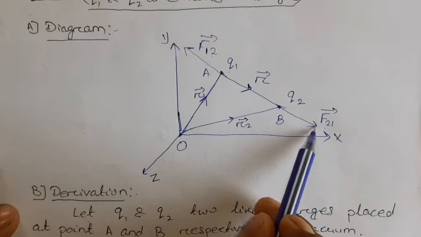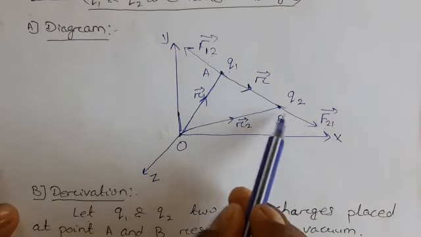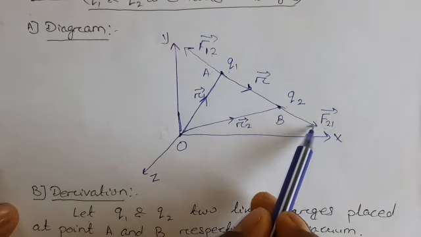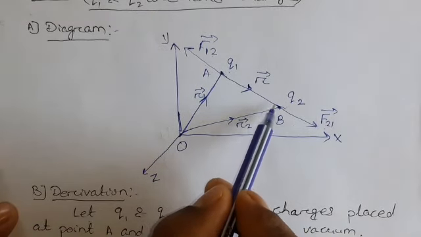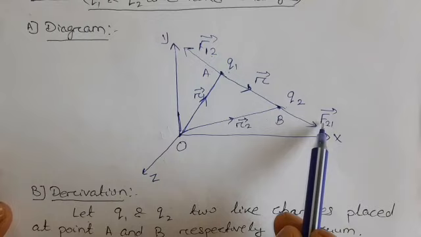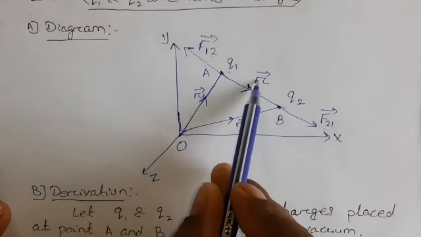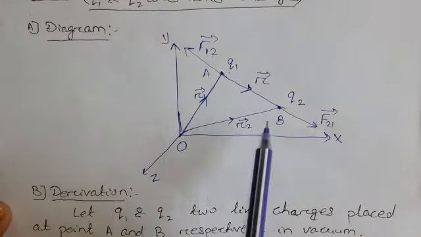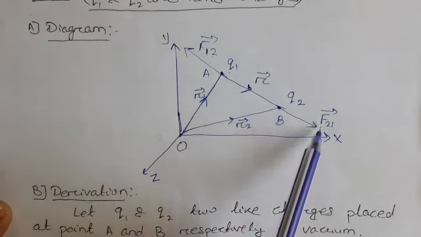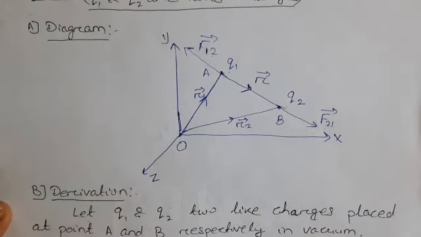F21 direction in the diagram, see here, observe here, the direction of F21 is in this way. This is the direction of R vector, or I can say the direction of F21 is along the direction of R cap. R cap is showing the direction of displacement vector R vector. That's why I will write the direction of F21 as R cap.